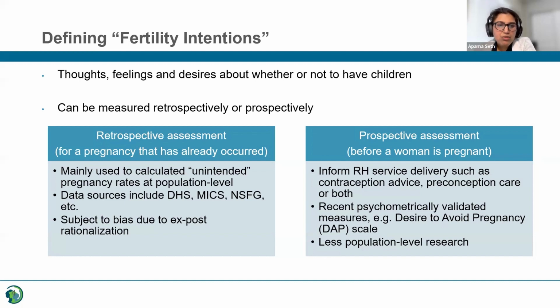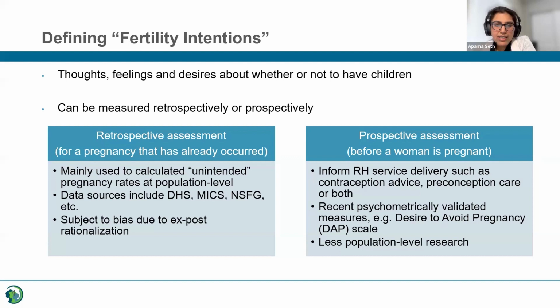Now, the major issue with retrospective assessment of fertility intentions is that it is subject to bias, because we are talking about a pregnancy that has already happened. So women might adjust their feelings once they already have a child. They might think of that as an intended pregnancy, or might change their feelings about that.